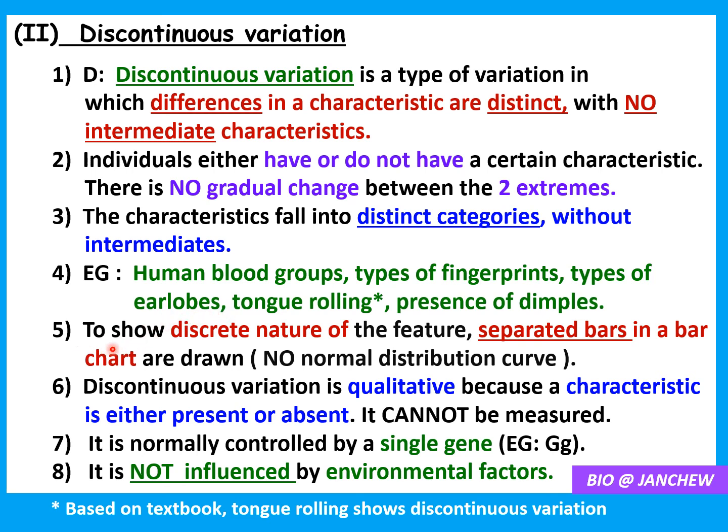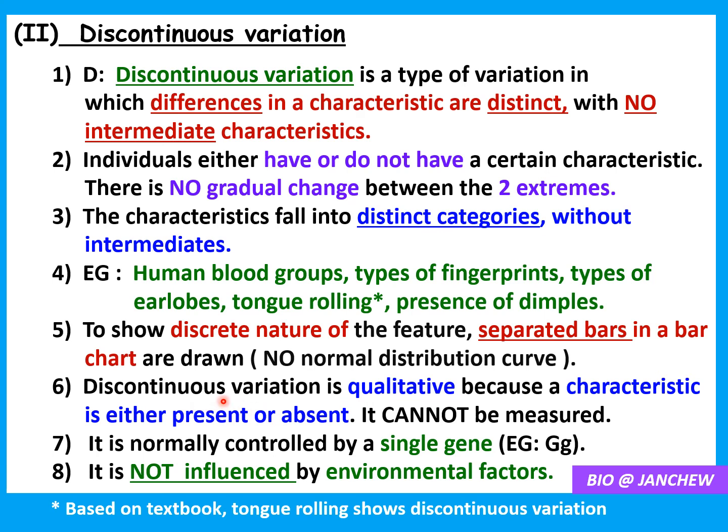Now, number 5. To show the discrete nature of the feature, separated bars in a bar chart are drawn. So we have to draw the bars separately. We'll see in the next slide how it's drawn. And don't join the bars together as for the histogram in continuous variation. So don't join the bars. And there is no normal distribution curve or bell-shaped curve involved.